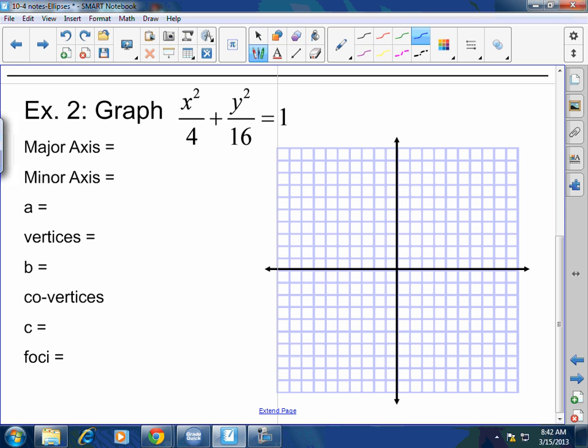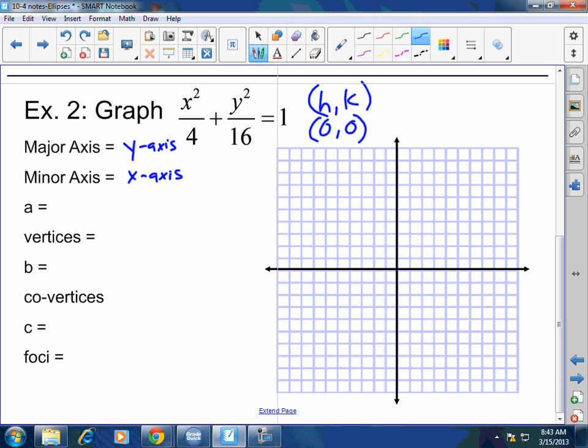Okay, in this case, my brothers, who is the A squared? Is it 4 or is it 16? Yes, so the major axis this time is going to be the y-axis. Good. The minor axis is going to be the x-axis. Great. What is my center, my friends? What is my H, K? 0, 0. Okay, 0, 0. Very good, gentlemen.